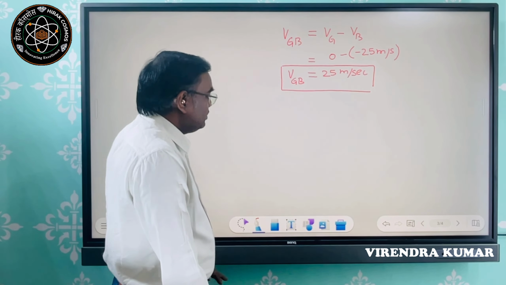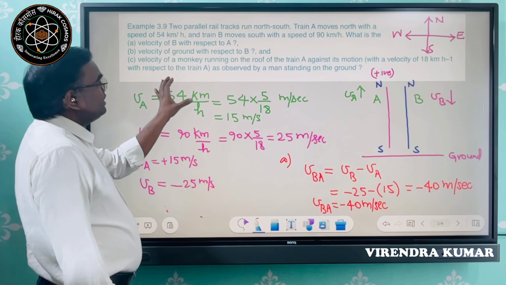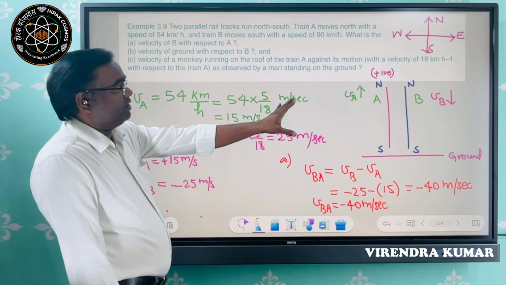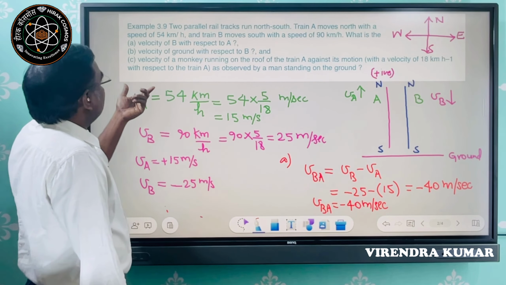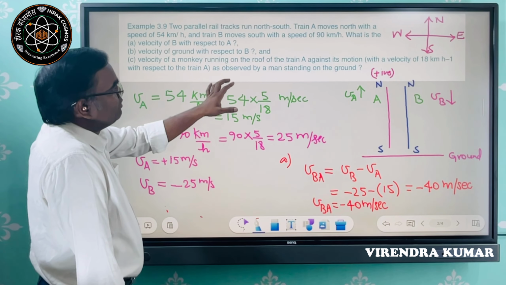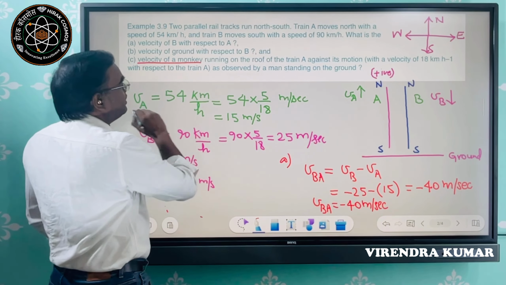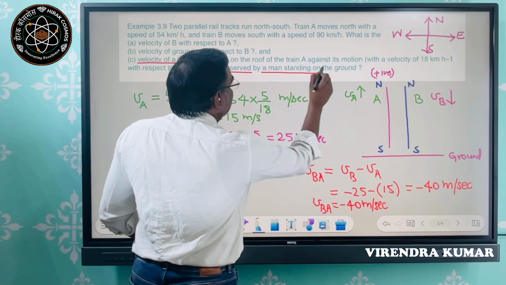Okay, now the third problem. The third problem is the velocity of a monkey running on the roof of train A, against its motion, with a velocity of 18 km per hour with respect to train A, as observed by a man standing on the ground. So it is asking for the velocity of the monkey observed by a man standing on the ground.